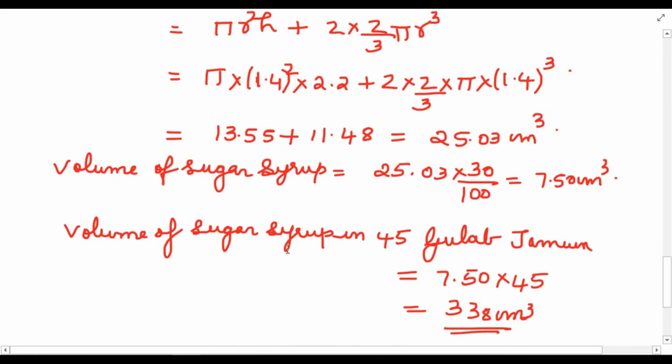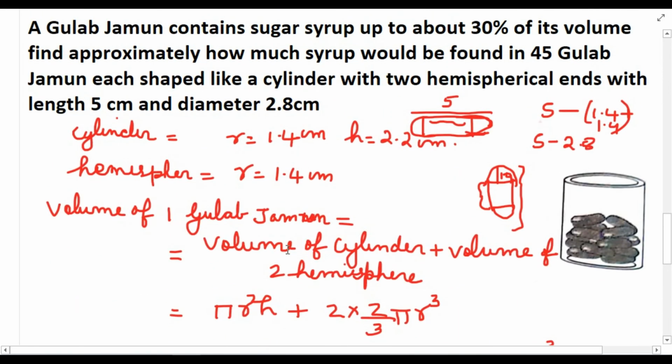So the question was not to find the volume of the gulab jamun; we had to find the volume of sugar syrup, how much syrup will be contained in 45 gulab jamun. For that, first find out the volume of the gulab jamun, then they have given that 30% will be the sugar syrup, find out 30% of the volume, and after that, since there are 45 gulab jamun, multiply with 45.